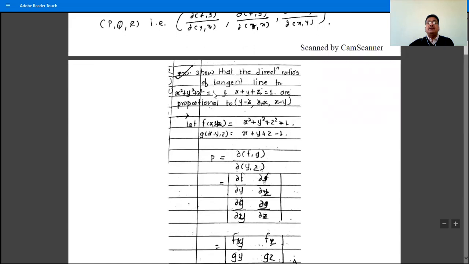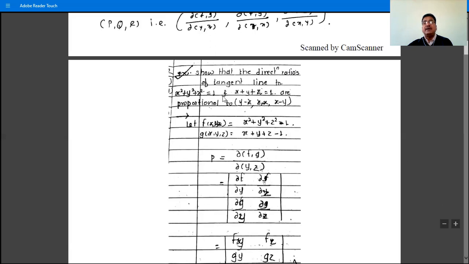So the question is: show that the direction ratios of the tangent line or tangent vector to the curve. What is the curve? The curve is represented by these two equations: x squared plus y squared plus z squared is equal to 1, and x plus y plus z is equal to 1. These are two surfaces and their intersection gives a curve, and we have to find the direction ratios of the tangent to the curve.